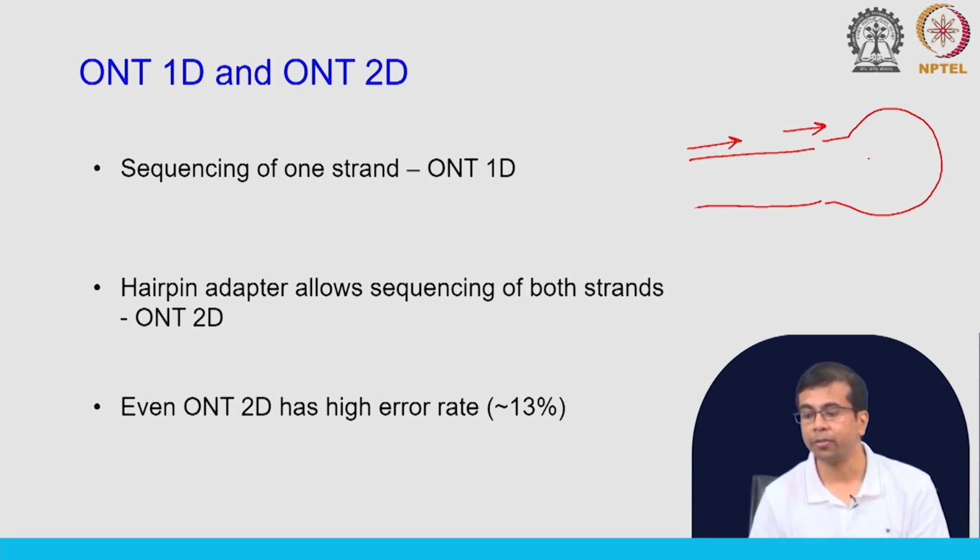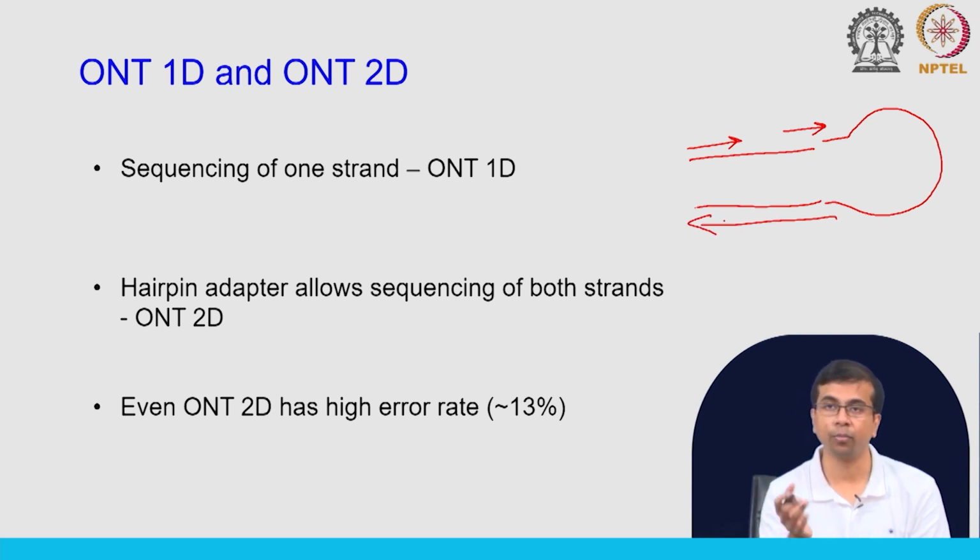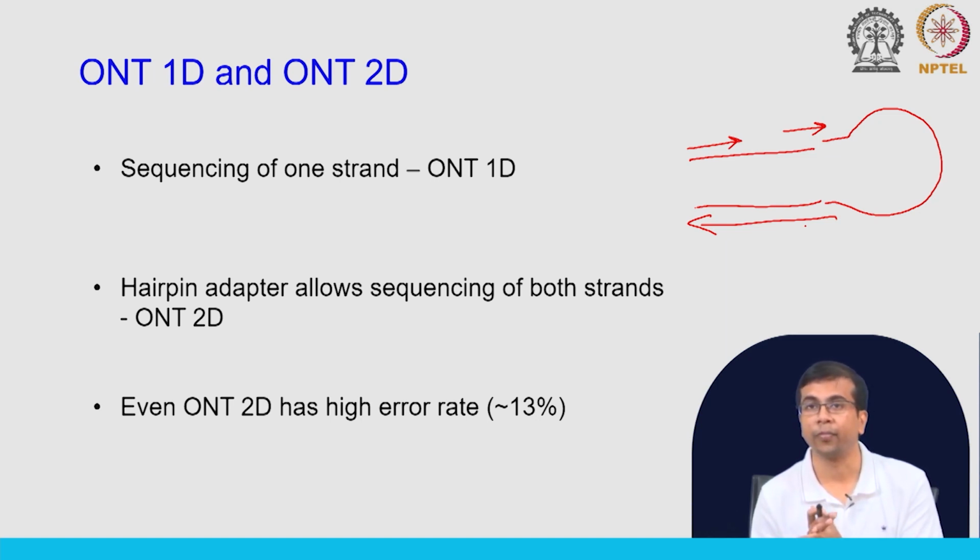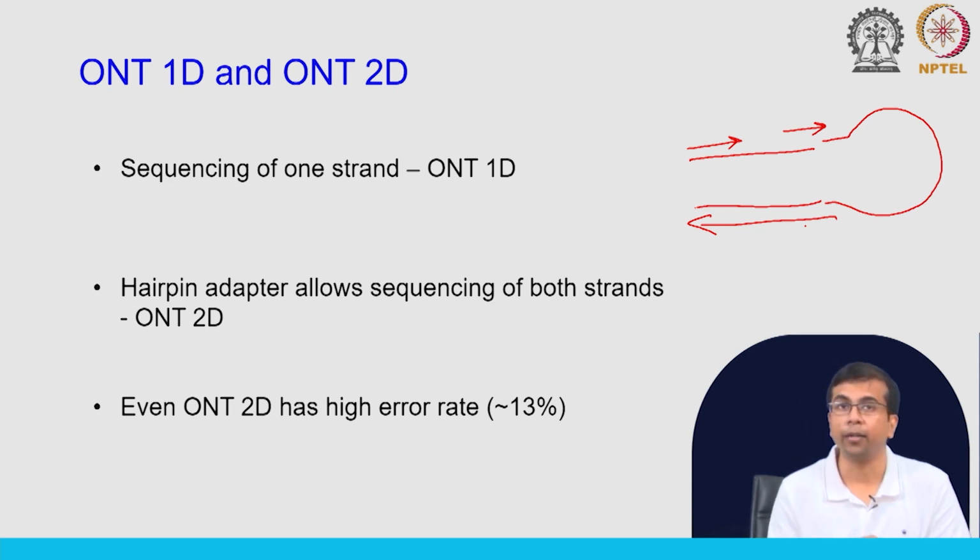Now, because we have this hairpin adapter, we can also sequence the other side. You can kind of move back and forth. We go through this, then we can again sequence the other side. This helps in improving the accuracy, because we are getting sequence from the same DNA fragment. These are complementary strands, but the same part of the same fragment. So, we get more sequence data, and this helps us in calling the consensus sequence. This hairpin adapter allows us to sequence both strands, and this is called ONT 2D.